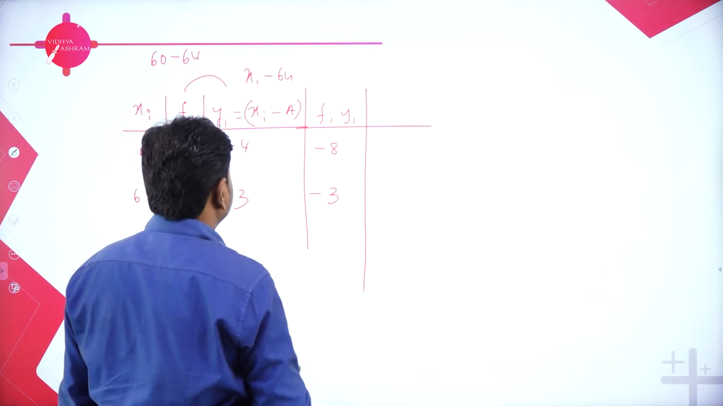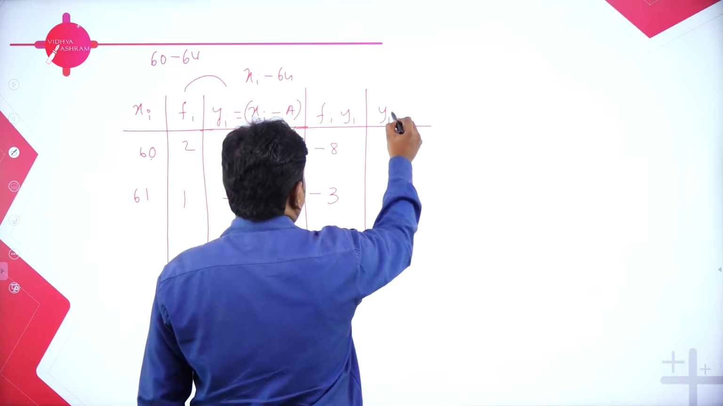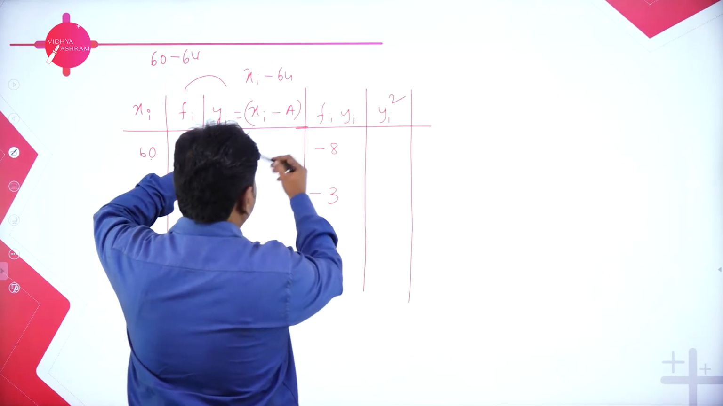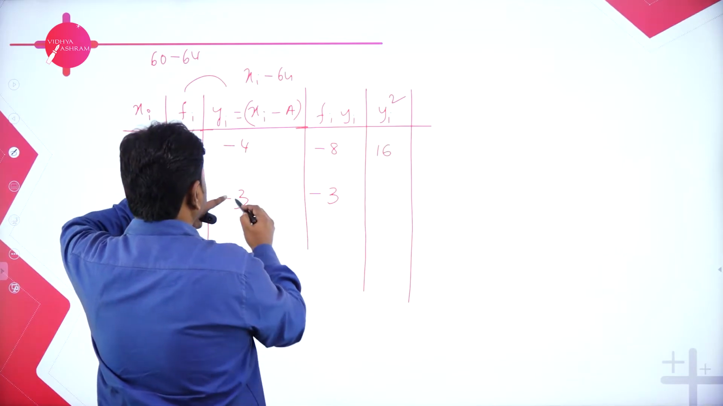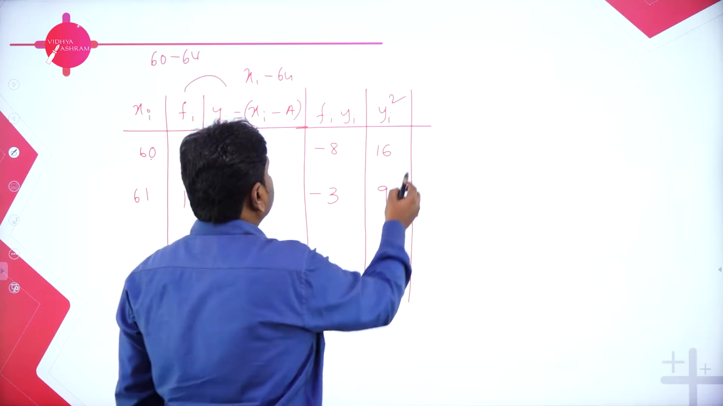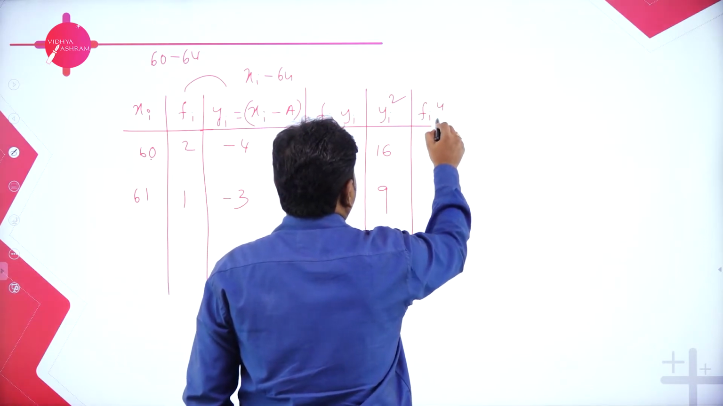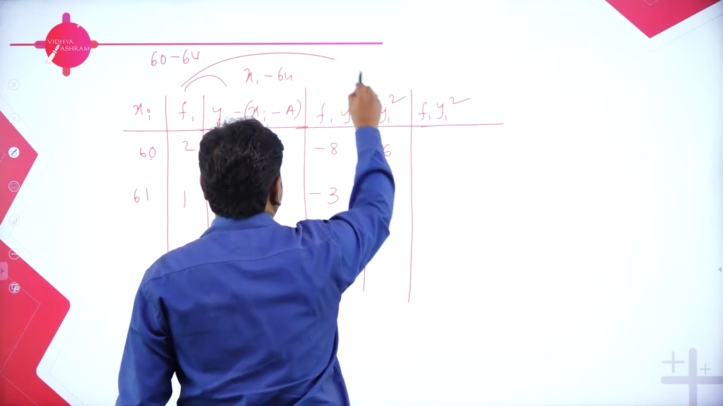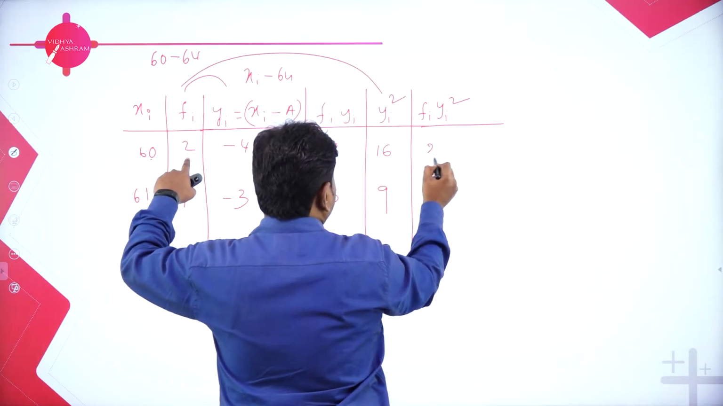And then afterwards you should find yi square. Yi square value means square of yi. Yi is minus 4. Minus 4 whole square is 16 positive. Minus 3 whole square is plus 9. It goes on. And then you should find fi into yi square. Means you should multiply the frequency with this square. So 16 twos are 32.